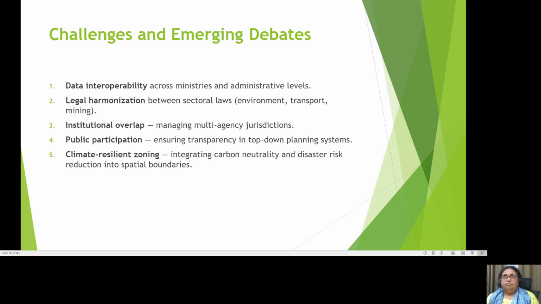And climate resilient zoning, integrating carbon neutrality and disaster risk reduction into spatial boundaries, as we are moving towards 2030 and we have to achieve the SDGs for our future sustainability and for our future development and for our present need. Each has to be integrated into a sustainable business. So it's a very important thing, though it comes as the last point, we need to take this as a serious thing.